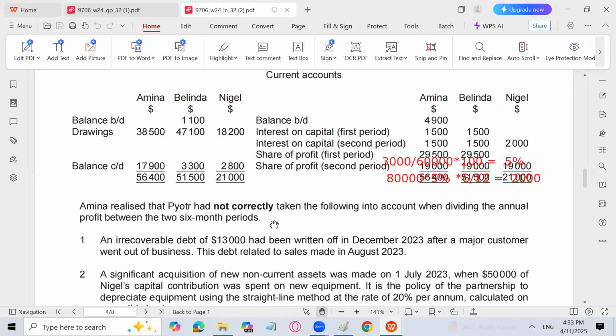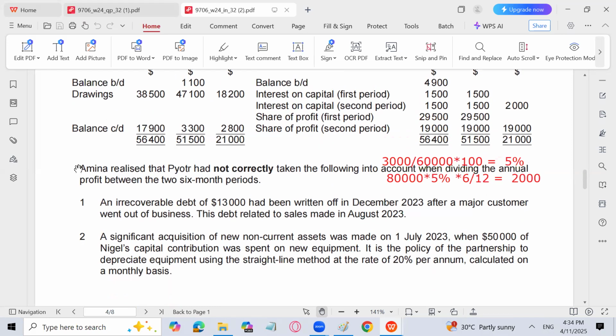Amna realized that Peter has not correctly taken the following into account when dividing the annual profit between the 6 months. An irrecoverable debt of 13,000 had been written off in December after a major customer went out of business. The debt related to sales made in August 2023. So there is an irrecoverable debt, or bad debts, of 13,000, which should be written in the later part of the question, in the second part, right? 13,000 of expense. But he has recorded it in a wrong way.